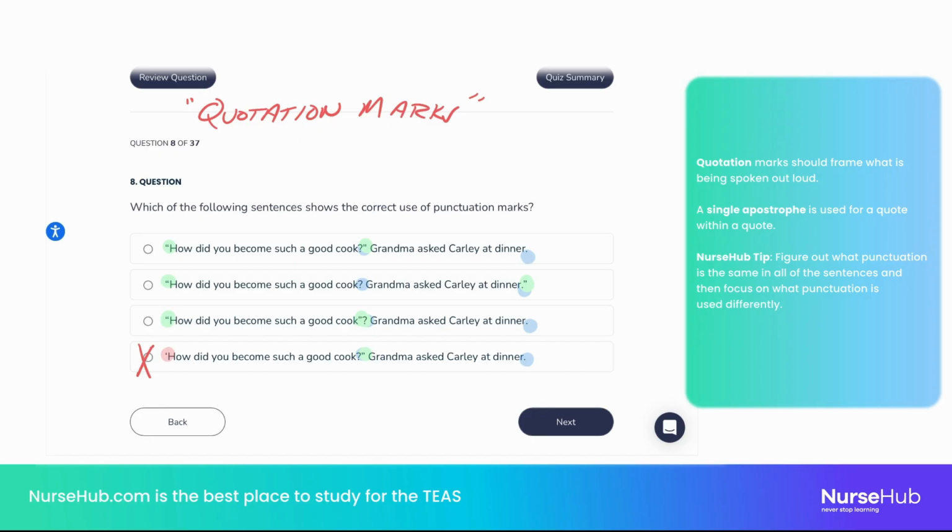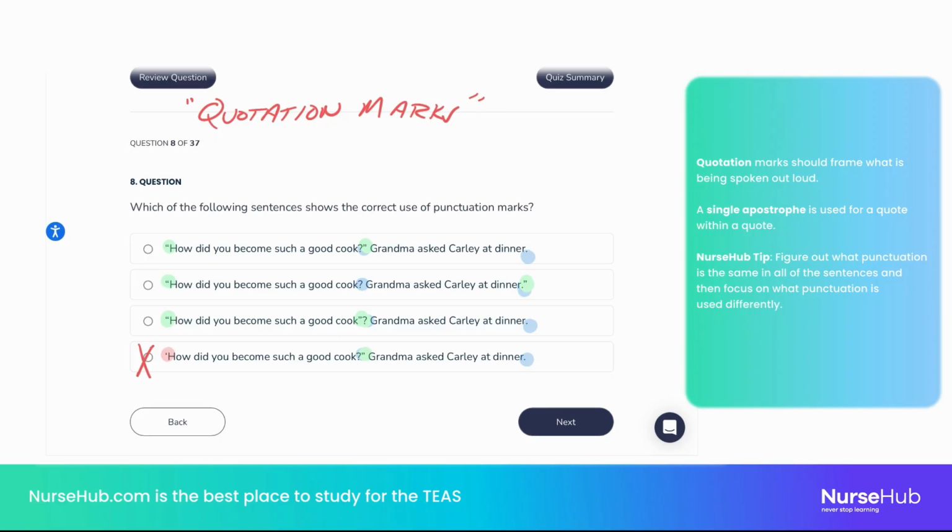Just two little lines. And why do we use them? To mark when someone's speaking. So where do the quotation marks go? Around where someone's speaking. So let's look at the first one. We have the quotation marks at the beginning where it says, "How did you become such a good cook?" And at the end of that statement. So that one so far looks pretty good.